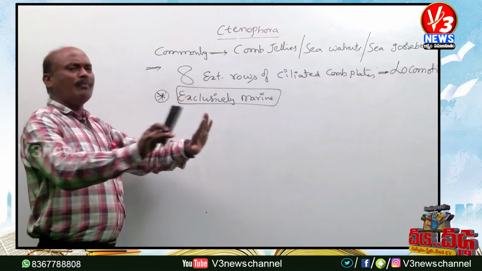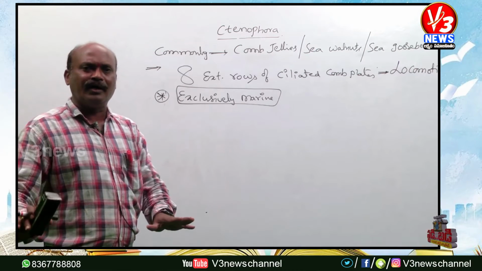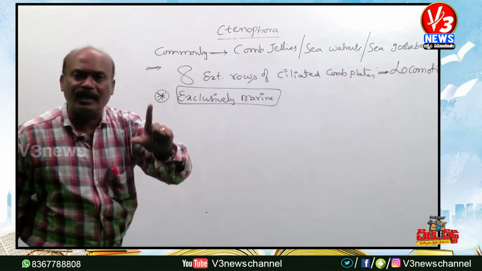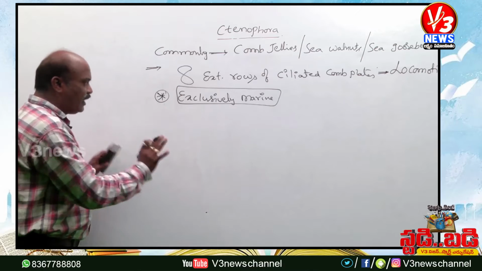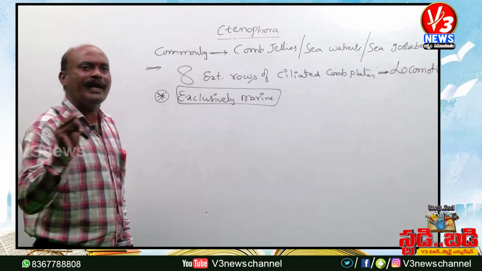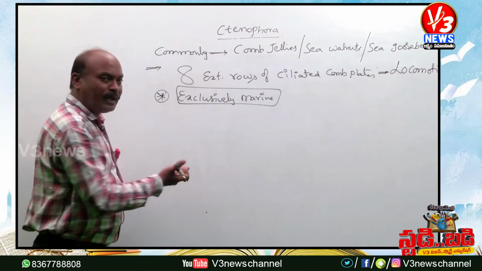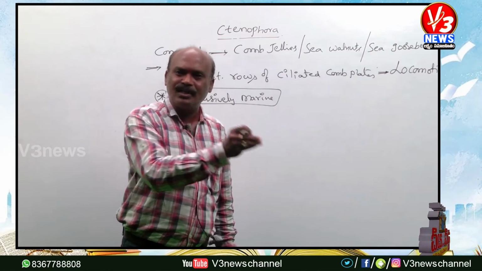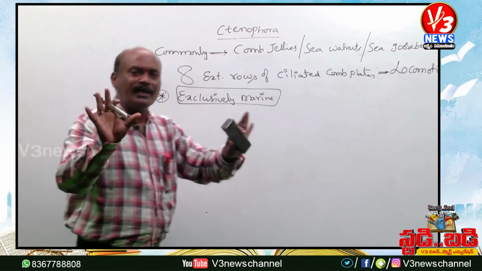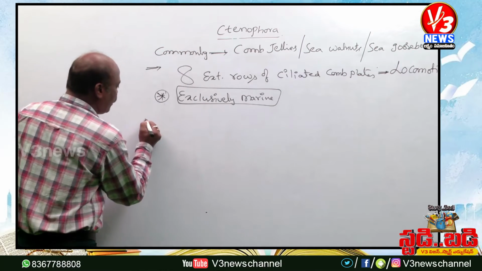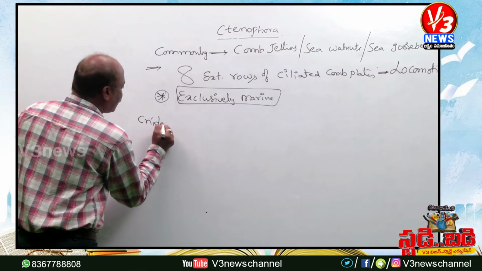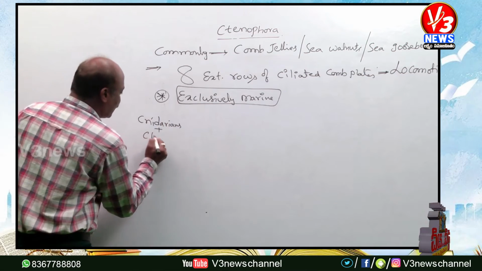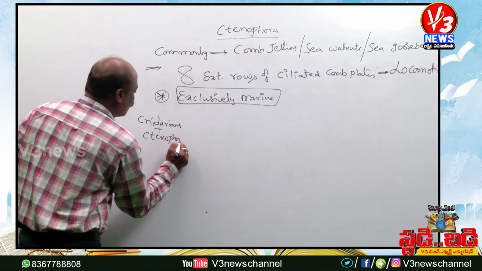Some common characters occur between the two groups, Ctenophora as well as Cnidaria. Both belong to Coelenterata; previously they were called coelenterates. What are the common characters? I'll give here the common characters of cnidarians as well as ctenophores.